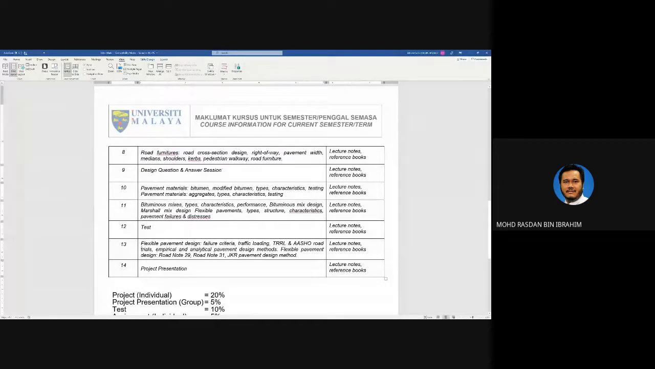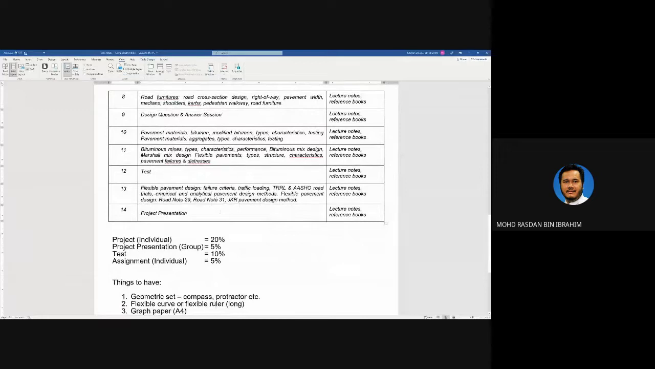Week 13 is your flexible pavement design according to this JKR pavement design method, because the other part here is a bit out of date. So we're going to use this JKR pavement design method because this is the one that we use in Malaysia. I think that it is important for you to understand the method. Week 14, we're going to have project presentation.